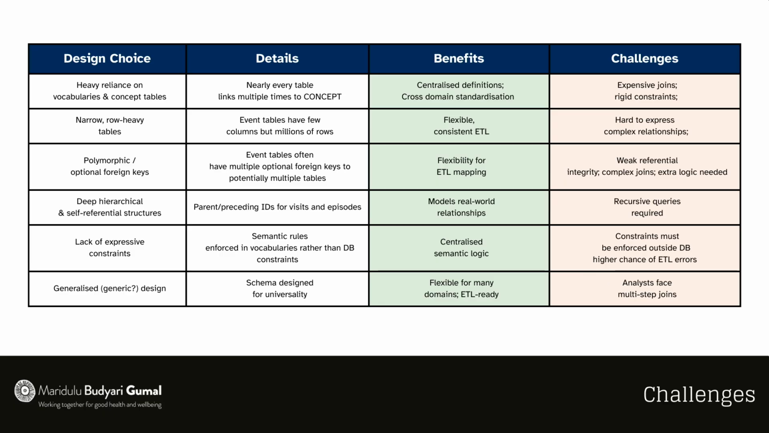Of course, these design trade-offs come with their own challenges. In this table, we can see the main design choices behind OMOP. A lot of OMOP's flexibility comes from using linked vocabularies to carry meaning rather than building strict rules into the database itself. That makes it flexible, but it also means it's harder to enforce rules, capture complex relationships, or answer detailed questions with simple queries.